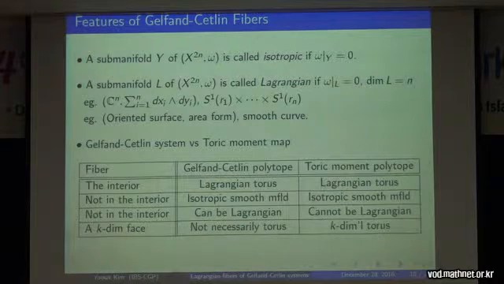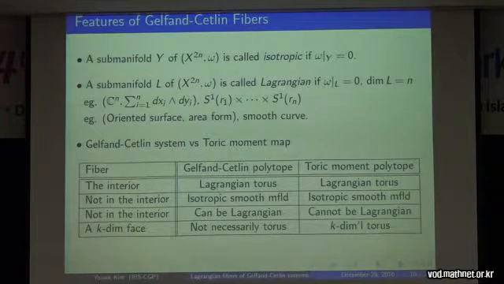So here is a quick example of a Lagrangian. Let's think about the complex plane, the product of complex planes with the standard symplectic form. Let's think about a circle in the complex plane and then take the product of it. Then that's a Lagrangian submanifold. And let's look at an oriented surface with the area form. Then a smooth curve is Lagrangian. Okay.